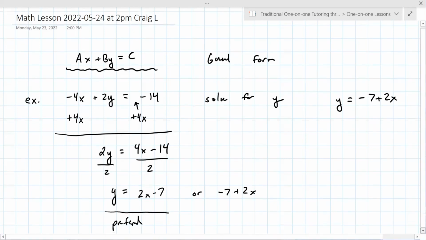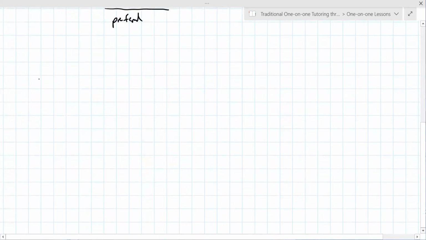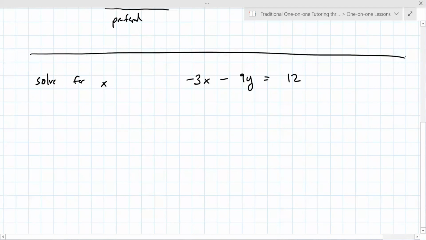Okay, so one more problem here. This time I want you to solve for x. So we'll go minus 3x minus 9y equals 12. So I'd like you to solve for x in this one. And then we'll move to a new question. Okay.